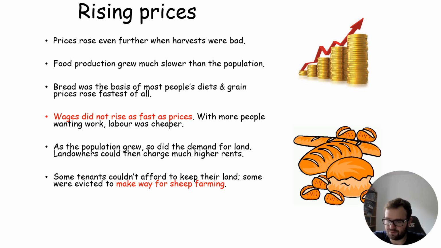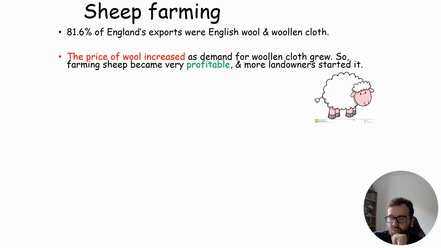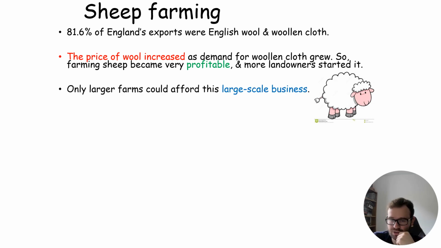So to allow for sheep farming, that's going to be important. So sheep farming. 81.6% of England's exports were English wool and woolen cloth. The price of wool would increase as demand for woolen cloth grew. So farming sheep was profitable, make more money, and more landowners started doing it.